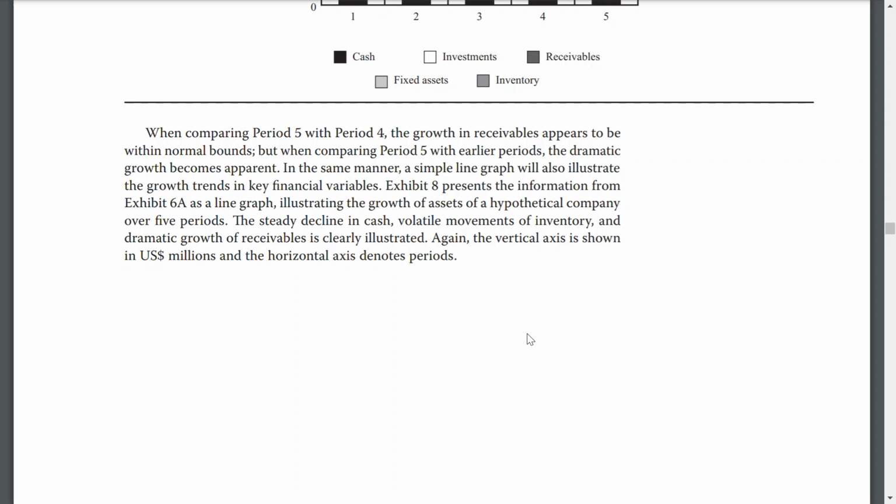In the same manner, a simple line graph will also illustrate the growth trends in key financial variables. Exhibit 8 presents the information from Exhibit 6A as a line graph, illustrating the growth of assets of a hypothetical company over 5 periods. The steady decline in cash, volatile movements of inventory, and dramatic growth in receivables is clearly illustrated. Again, the vertical axis is shown in US dollar millions, and the horizontal axis denotes the period.